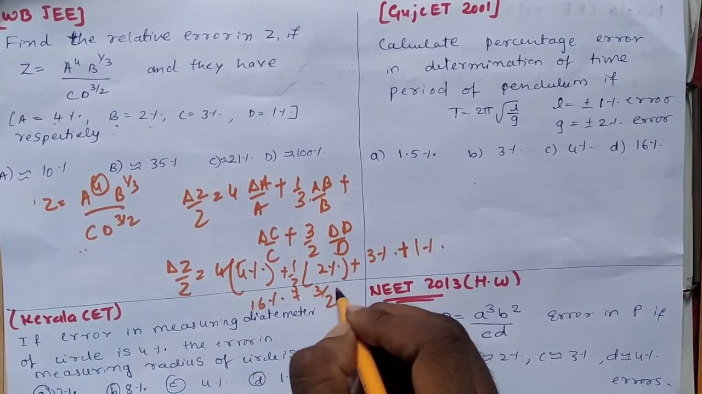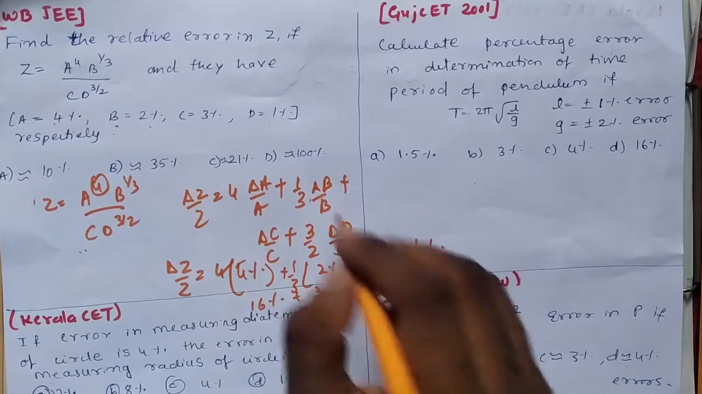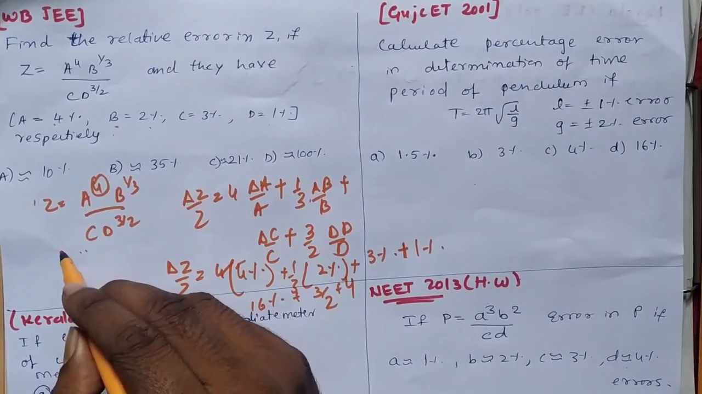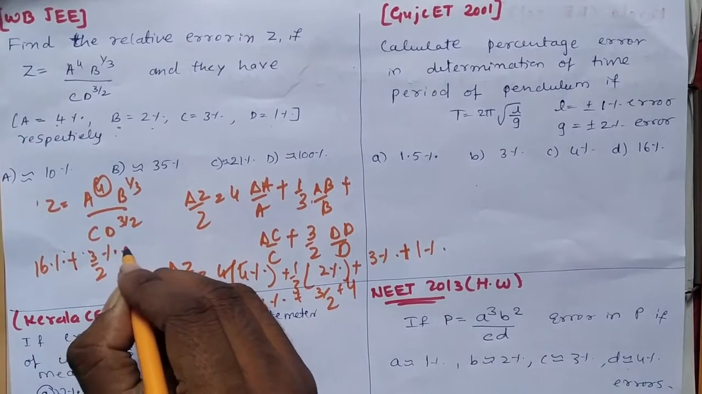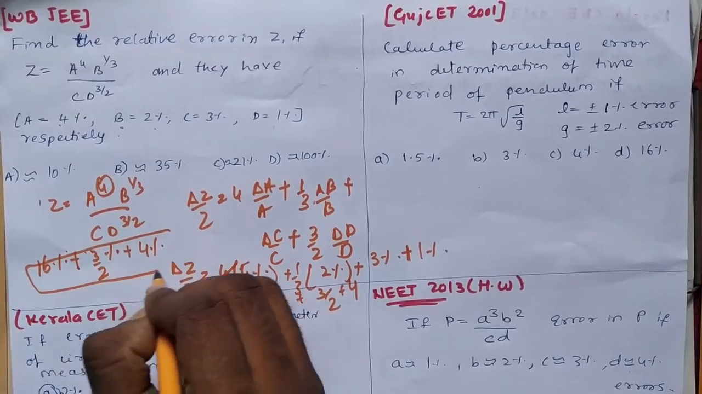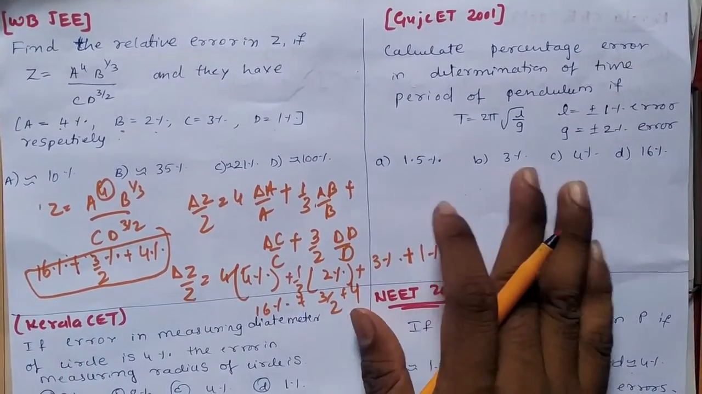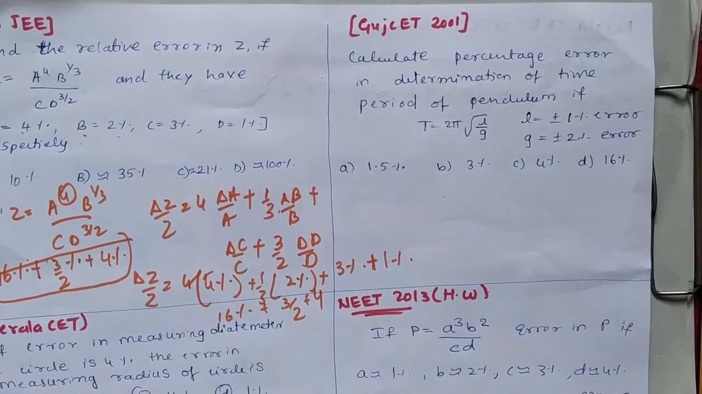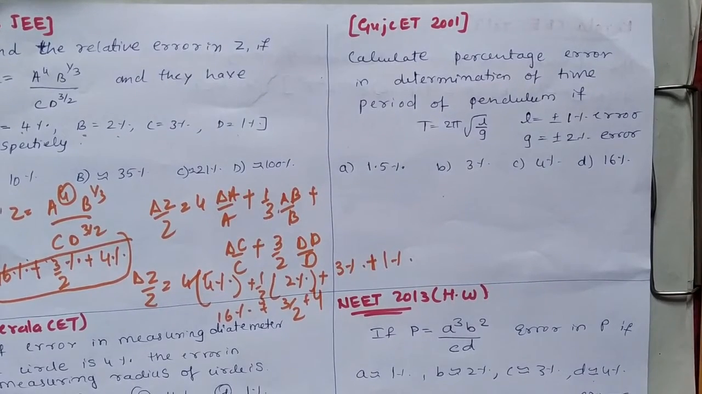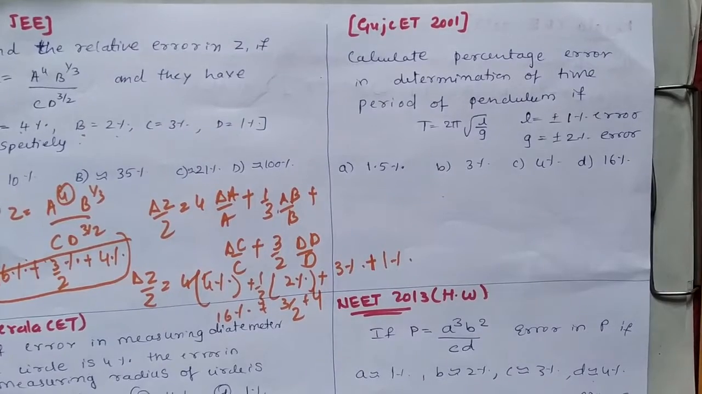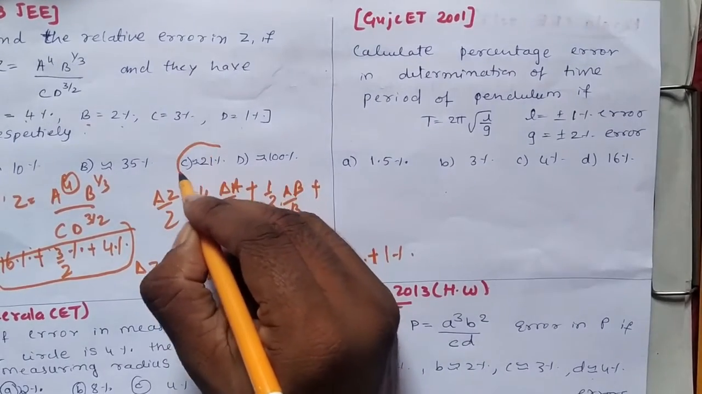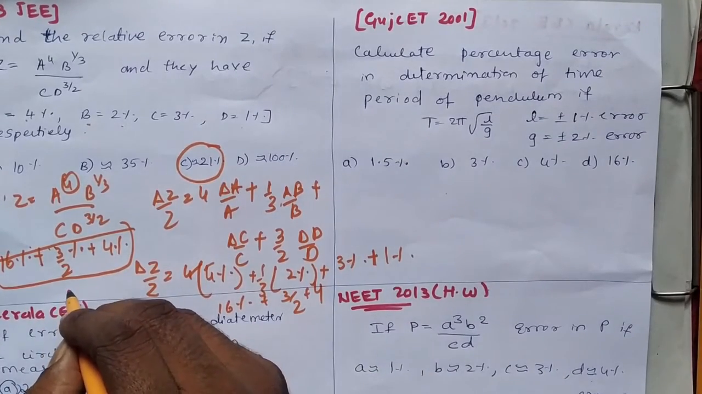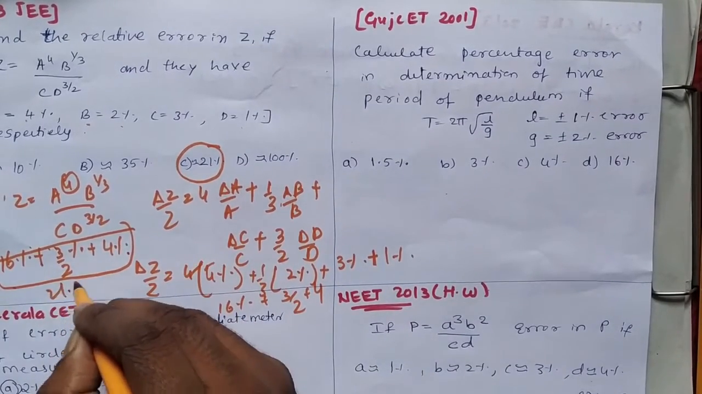This will be 3 by 2, and 3 plus 1 is 4. If you calculate all this, you will get the value: 16% plus 3 by 2% plus 4%. Please calculate the value and get me the answer. What will be the answer? The answer is 21%. If you calculate, 1.5 here, 4 here, 5.5, 16, 21.5%.